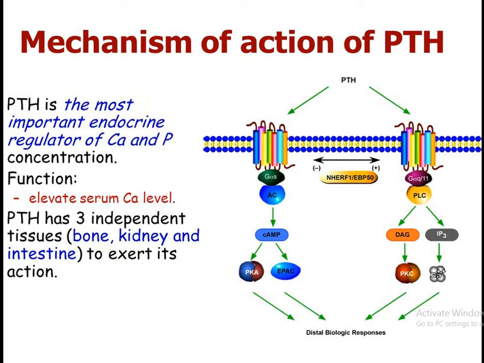Parathyroid hormone is the most important endocrine regulator of calcium and phosphorus. So the plasma level of calcium and phosphorus is mainly controlled by the parathyroid hormone, and its target organs include mainly three: the bone, kidney and intestine.